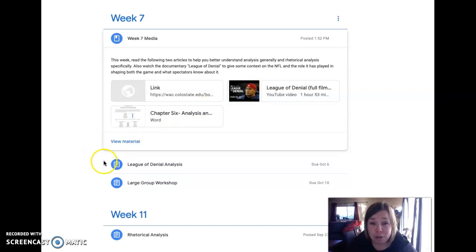You have 2 things that are due this week. The first one is a short analysis of the film due on Wednesday, and the other is a large group workshop where you will look at a former student's paper and talk about features of it and get a chance to look at what a rhetorical analysis essay might look like.